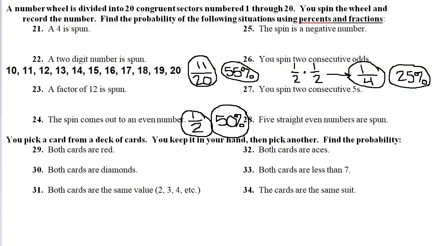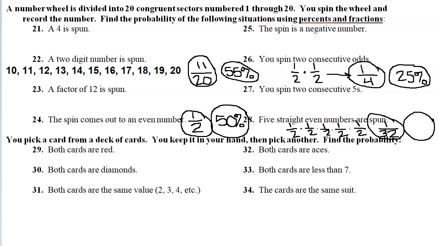Last one. 5 straight even numbers are spun. So now you've got 1/2 times 1/2 times 1/2 times 1/2 times 1/2. Okay, so I'm not going to bother. Well, you know what? Why not? Just so you can see and we can make sure we don't make any silly mistakes. 1/2 times 1/2 times 1/2 times 1/2 times 1/2. Well, 1 times 1 times 1 times 1 times 1 is 1. All those 2's multiplied together are going to give you 32.